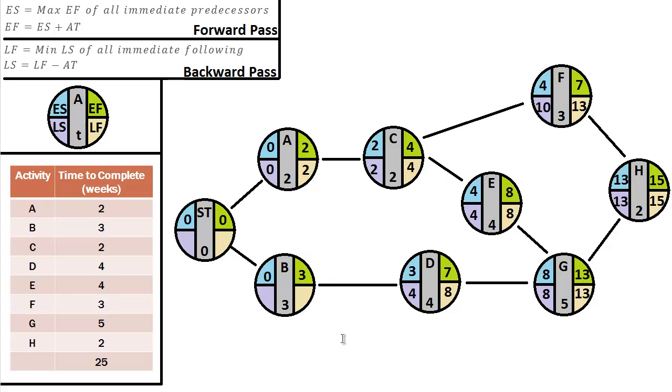Okay, let's go down to B. And remember that in B, the LF will just be the LS in D, which is 4.